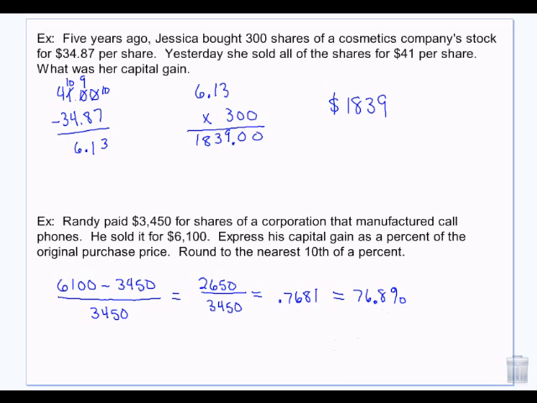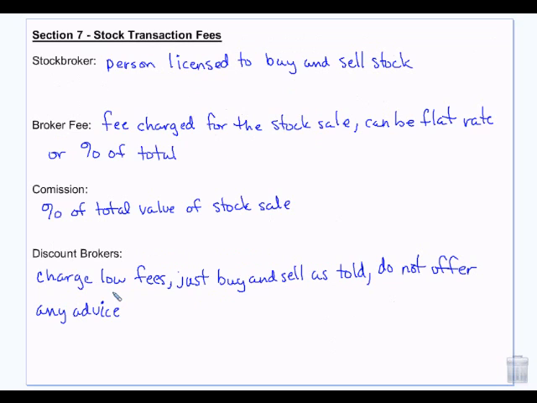76.8% capital gain. All right, so a stockbroker is a person that's licensed to buy and sell stock. You cannot buy and sell stock unless you're licensed. Like I can go online and buy stock on the computer, like I can put in an order, but there's a licensed stockbroker that's actually creating the transaction.